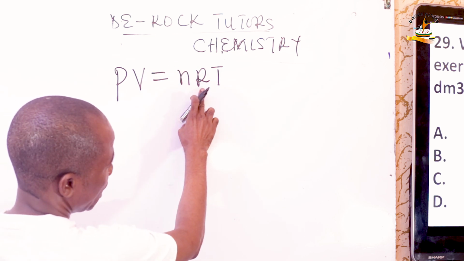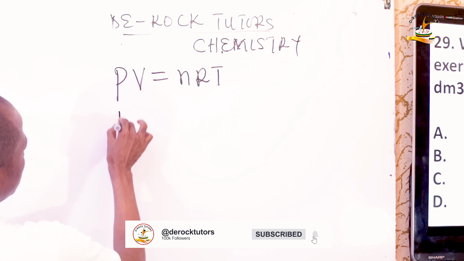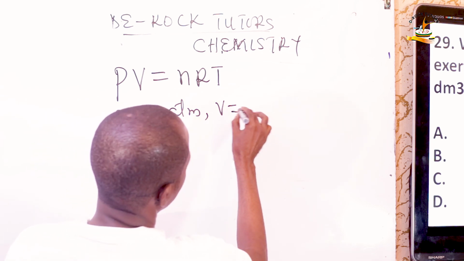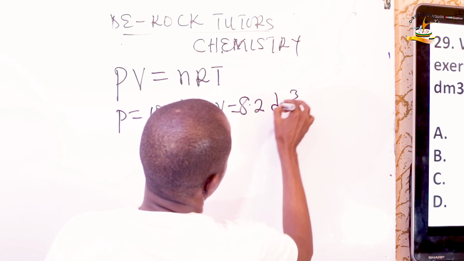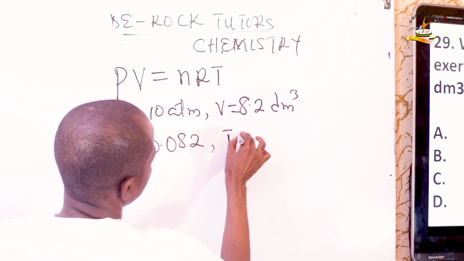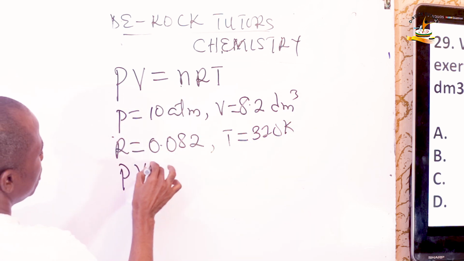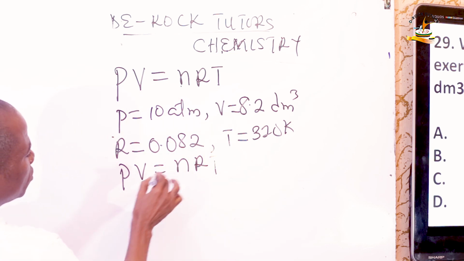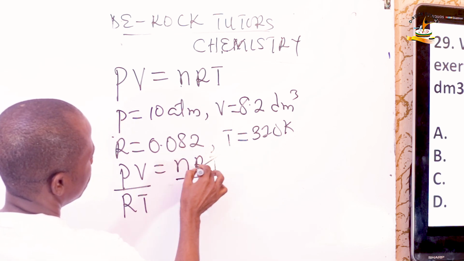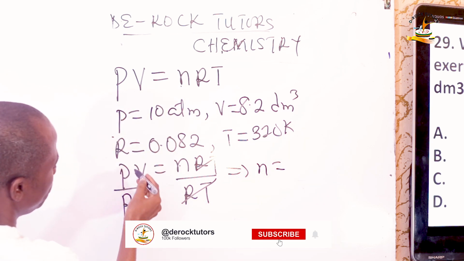what we are expected to calculate here, R is the gas constant, which will be given, and T is the temperature in Kelvin, which has been given. So what is our pressure? We'll be given the pressure to be 10 atmospheres. The volume is 8.2 dm cube. The gas constant is 0.082. The absolute temperature is 320 Kelvin. So here, if you copy it, PV is equal to nRT. So if you divide both sides by RT, our n now is equal to PV all over RT.